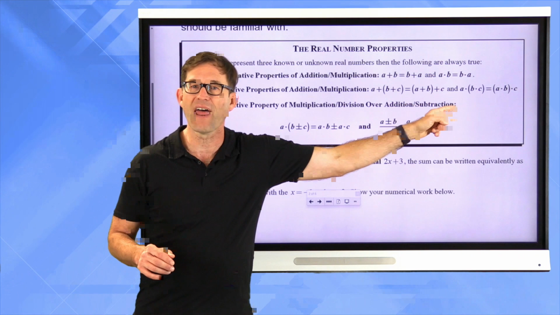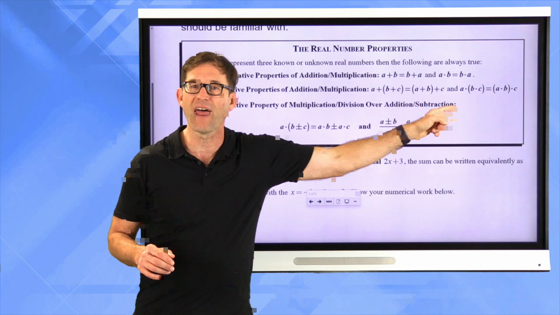Let's take a look at number 3. The distributive property of multiplication and division over addition and subtraction. In other words, let's break out a little bit. If I have A multiplying B plus or minus C, I can first multiply A by B, then A by C, and either add or subtract depending on what's going on inside of the parentheses.